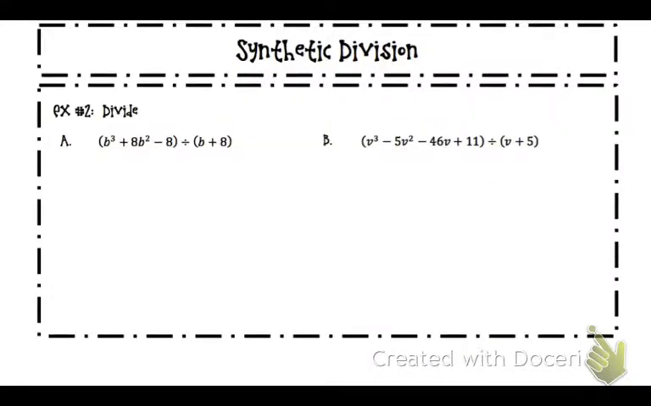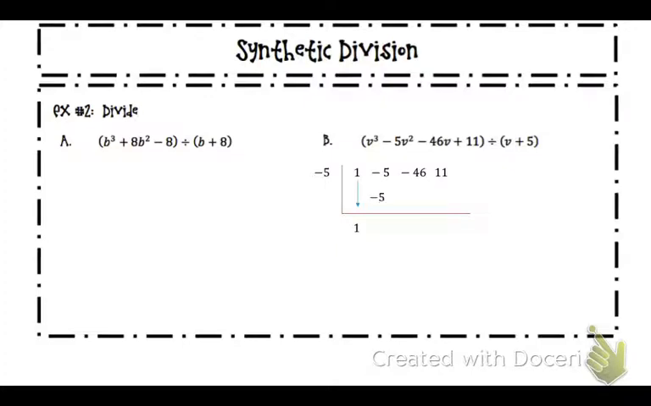So let's just do some more examples. So I'm going to draw my L again, and I'm going to put my numbers in there. So for this one, it's 1, negative 5, negative 46, and 11. Because I didn't have any variables missing. Then opposite of this on the outside, so it's negative 5 on the outside. Okay, first step, bring down the 1.